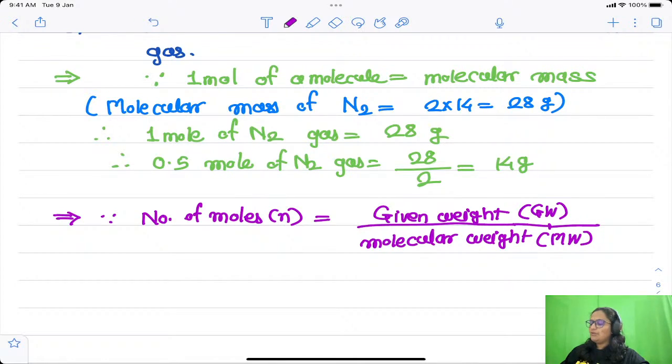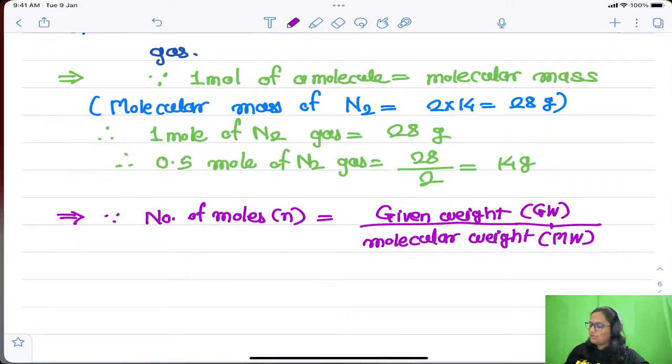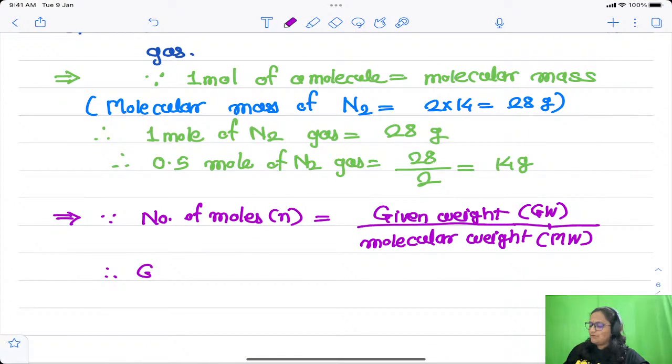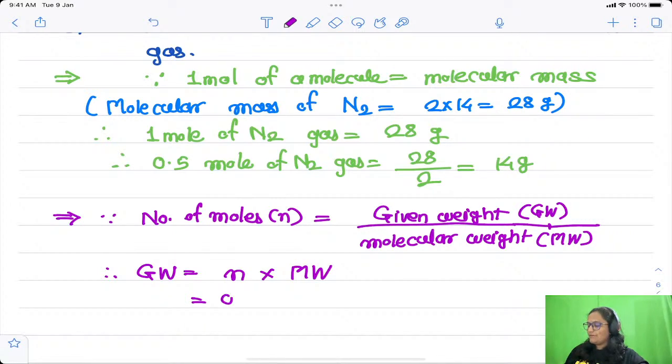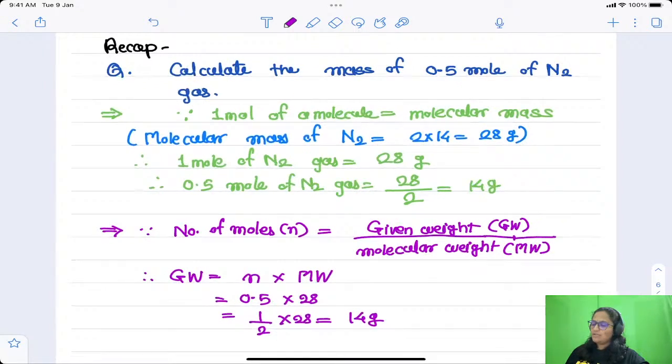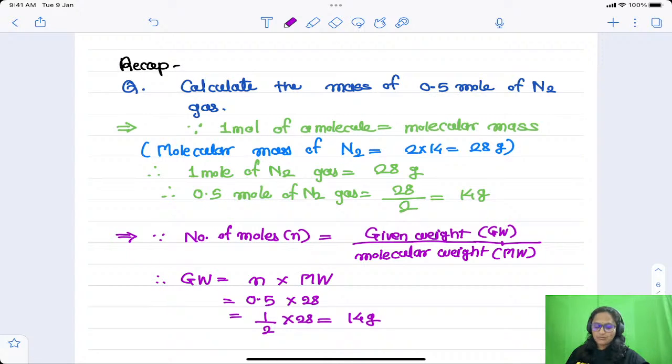Here molecular weight we know, number of moles we know, given weight we want to find out. Therefore given weight will be equal to number of moles multiplied by molecular weight, right? Number of moles is 0.5, multiplied by molecular weight 28. 0.5 is nothing but 1 by 2 multiplied by 28, that is equal to 14 gram, right? So this is how we can solve this question, by these two ways. Take a screenshot of this page.